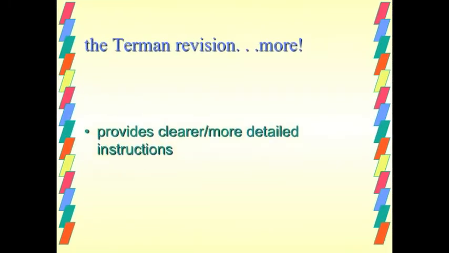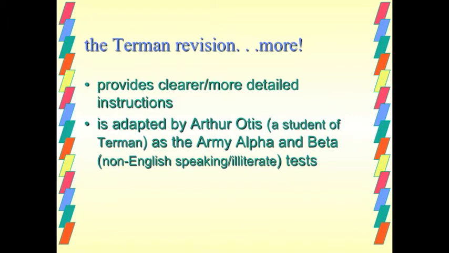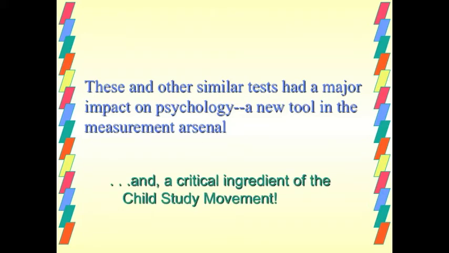On the term in revision, he provided clearer, more detailed instructions, and a student of his, Arthur Otis, adapted the test as the Army Alpha and Beta tests. The one was for literates, the other was for non-literates, or the non-literate one could be used for non-English speaking people. These and other similar tests had a major impact on psychology and were a new tool in the measurement arsenal, easy for me to say, and a critical ingredient of the child study movement. More numbers to attach to people. The bean counters are going to be very happy about this.